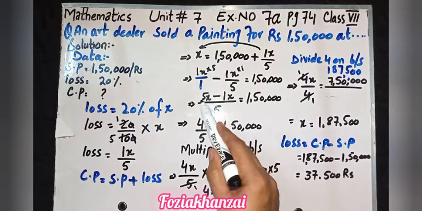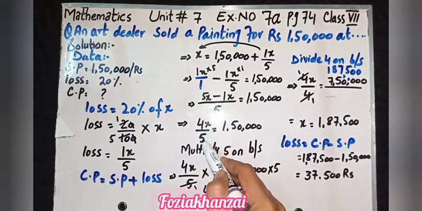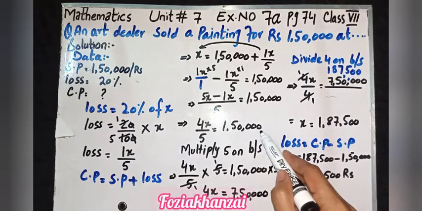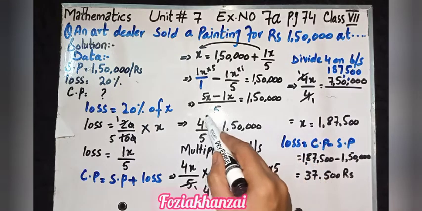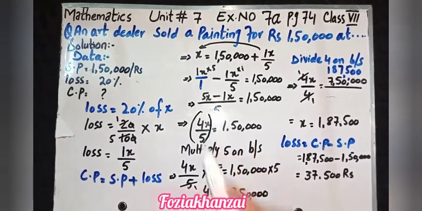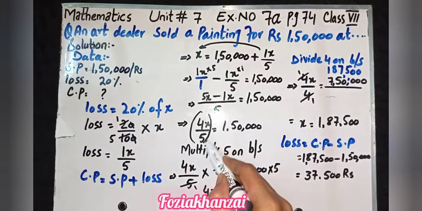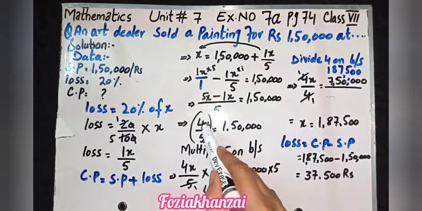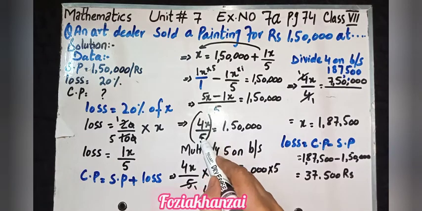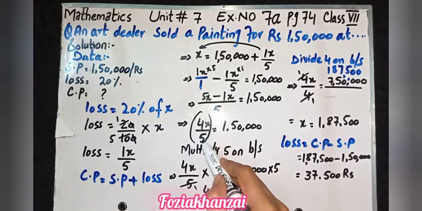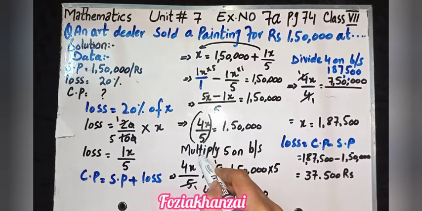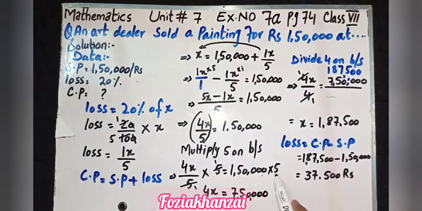Now we subtract: 5 minus 1, so 4x upon 5 is equal to 1,50,000. After this step, check this part. We have two properties: the fraction form means the division property is given, and 4x means we have the multiplicative property. We apply them one by one. Since division is given, we apply the multiplicative property: multiply 5 on both sides. 4x upon 5 multiplied by 5 is equal to 1,50,000 multiplied by 5.